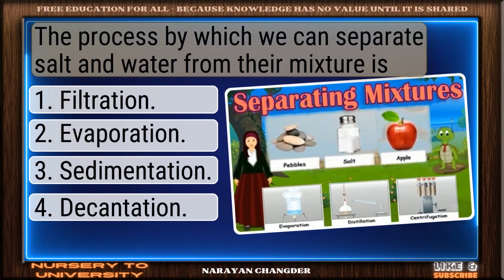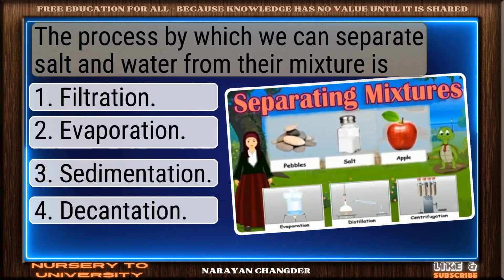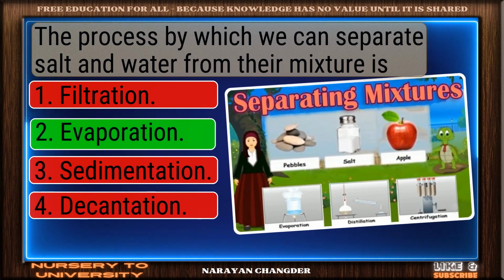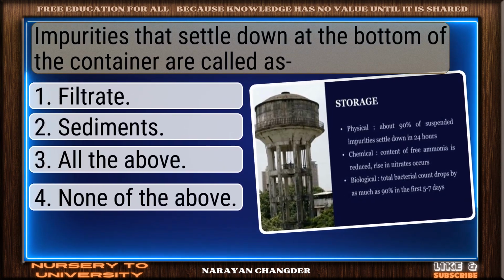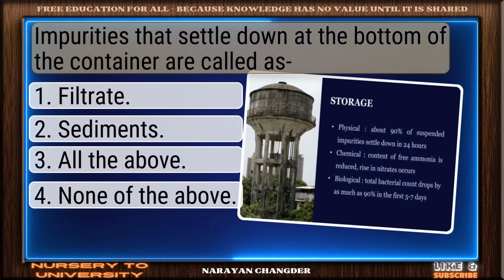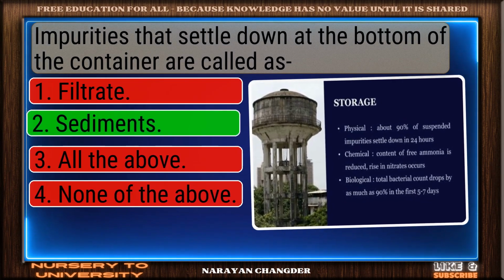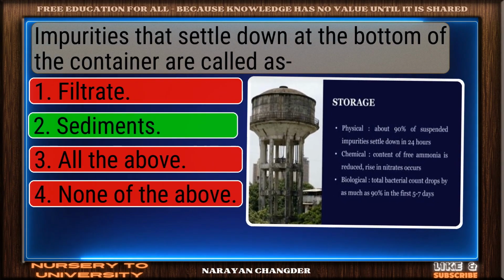The process by which we can separate salt and water from their mixture is... Excellent. Evaporation is a brilliant choice. Impurities that settle down at the bottom of the container are called as... Right choice. Sediments is the best answer.